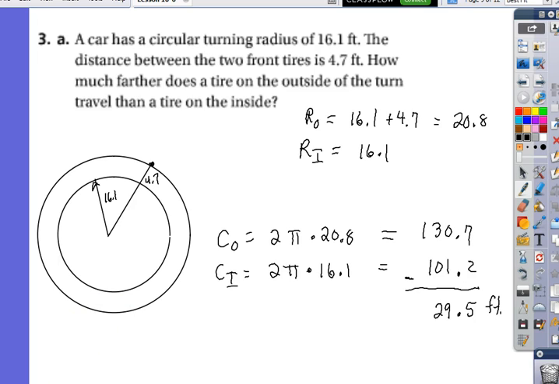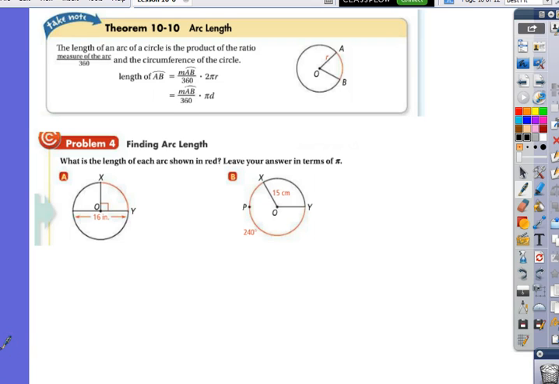All right, so now let's go back to all this arc stuff that we forgot about a few minutes ago. So here's where it gets a little confusing. We talked about the measure of the arc, and that's in what?